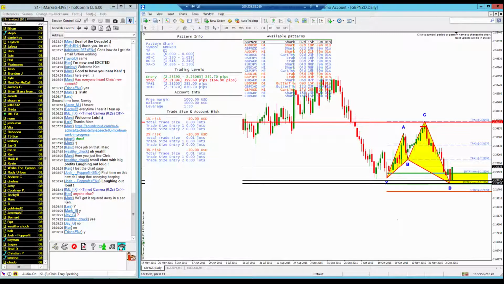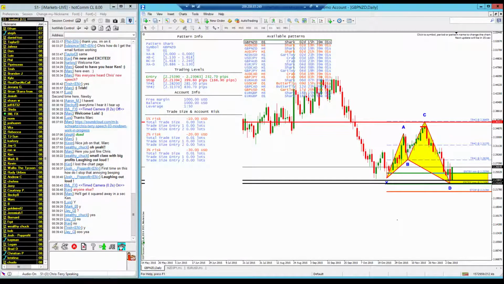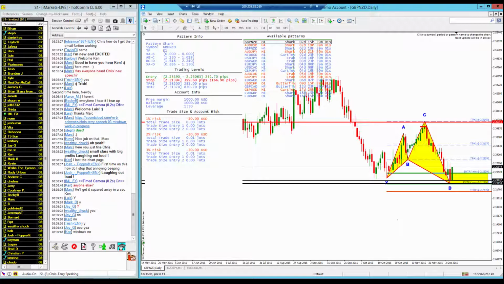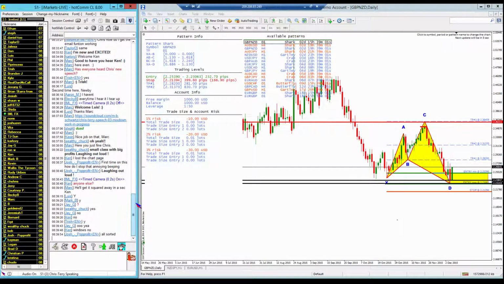First time in this, how do I stop that annoying beeping? Josh, what do you mean by beeping? Okay, you okay? Well, try to make your screen smaller. If not, I'm going to record this, everybody.